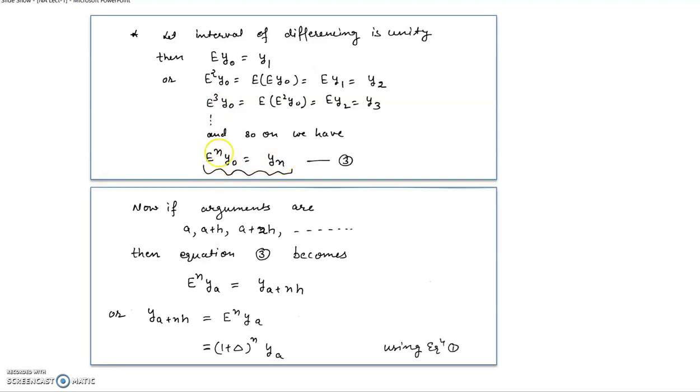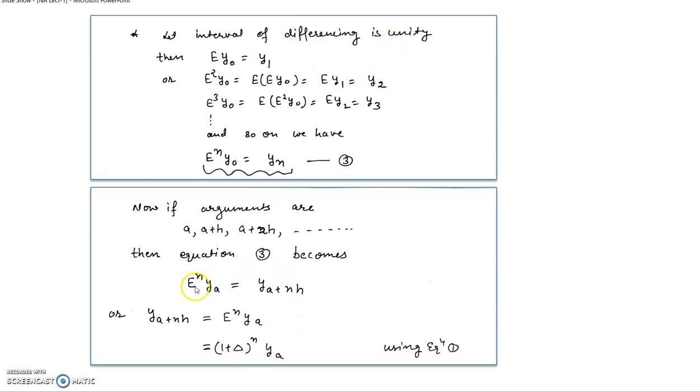Next, in this we started with 0, 1, 2, 3 and so on, and the interval of differencing is unity, that is 1. But in general, if we start with a, taking arguments as a+h, a+2h and so on, here the interval of differencing is h. Then we can write this equation number 3 as E^n y_a is equal to y_(a+nh). In place of 0, we have a, and in place of this unity, we have h here.